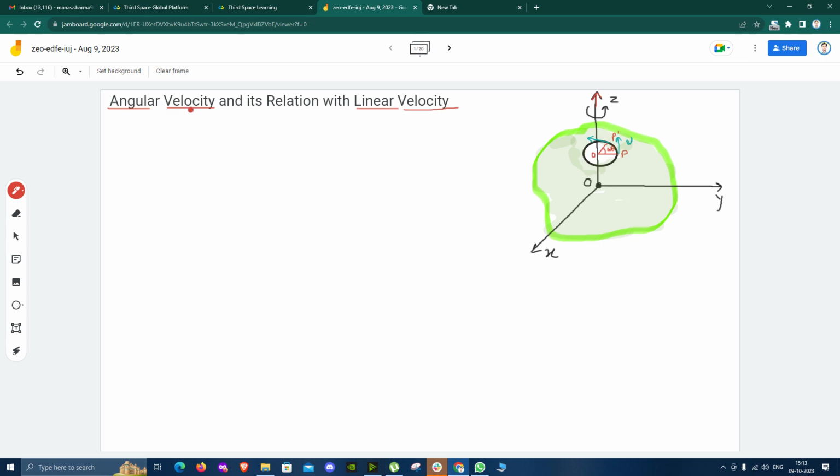And angular velocity, which we denote by omega, is the ratio of angular displacement to the time interval during which the displacement occurs.